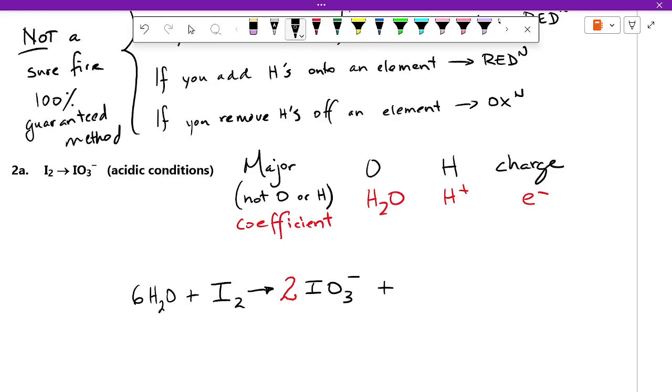Are we good with 6 water? Did we get a coefficient of 2 and 6 waters? Excellent.